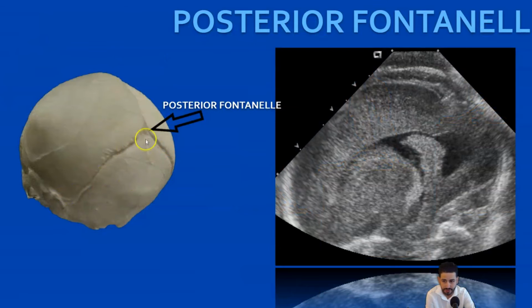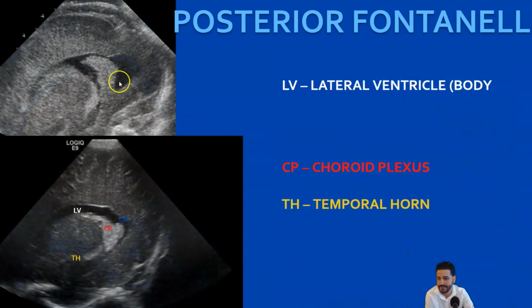So another view is the posterior fontanelle. And that's where I said earlier, you can use that view. If there's any blood collecting in the occipital horn, you might not be able to see it from the anterior fontanelle. This is a good view to check there. Here you've got 2 views, choroid plexus, lateral ventricle, and the occipital horn right here.